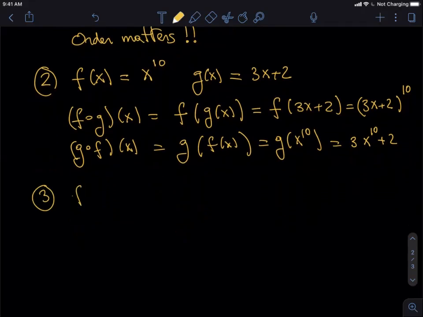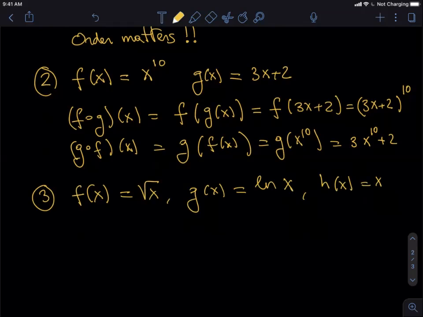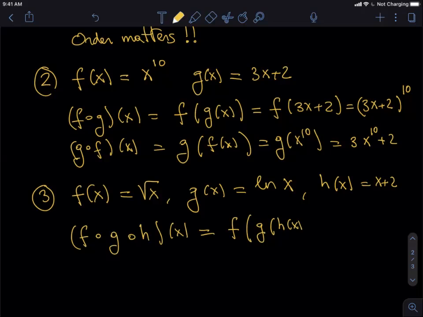I could do many more examples, right? I could take the square root of x as f and the natural logarithm of x as g. Okay, and in this case, well, let's do different. Let's throw in one more function. Let's take h of x, x plus 2. Okay, in this case, I could do the composition f composed with g composed with h. Okay, and now I have 3 nested functions. So I put f outside, then g in the middle, and then h of x inside.